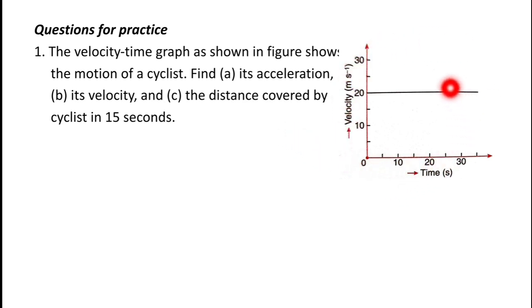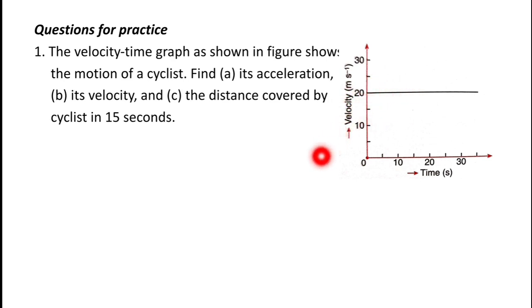The graph given is the velocity time graph, and from this graph it is clear that the graph is a straight line parallel to the time axis. If the velocity time graph is a straight line parallel to the time axis, it means that the object is moving with constant velocity. Or we can say that at some instant of time, that is at 10 seconds, the object has a certain velocity of 20 meter per second. And after 10 seconds, that is at 20 seconds, again the object has the same velocity of 20 meter per second.